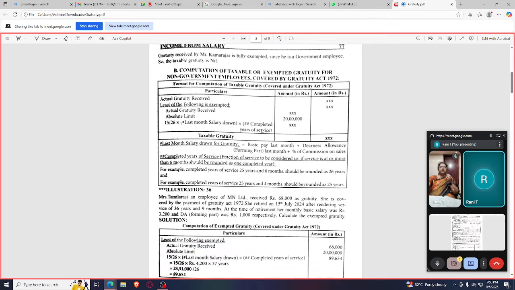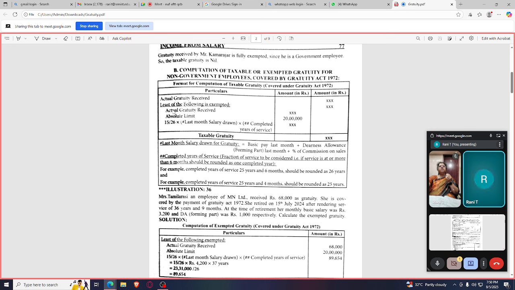Second, when we compute the exempted gratuity for non-government employees covered by the Gratuity Act 1972, this is the format. Here, the actual gratuity received you have to write in the outer column, and the least of the three you have to reduce. What are the three things you have to compare in order to find the least? That least will be exempted.